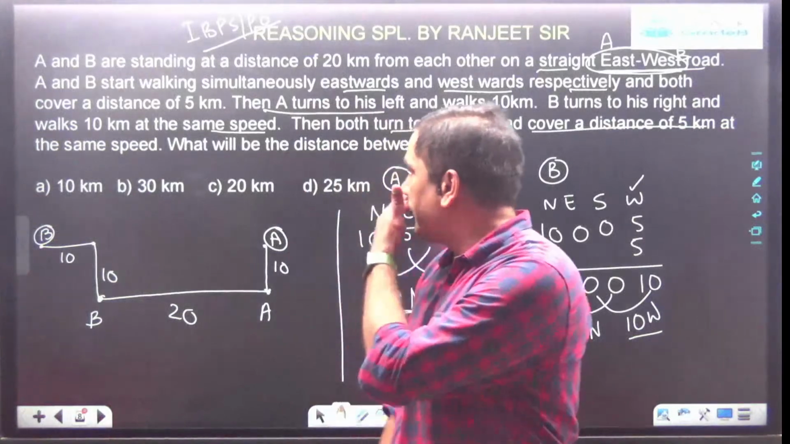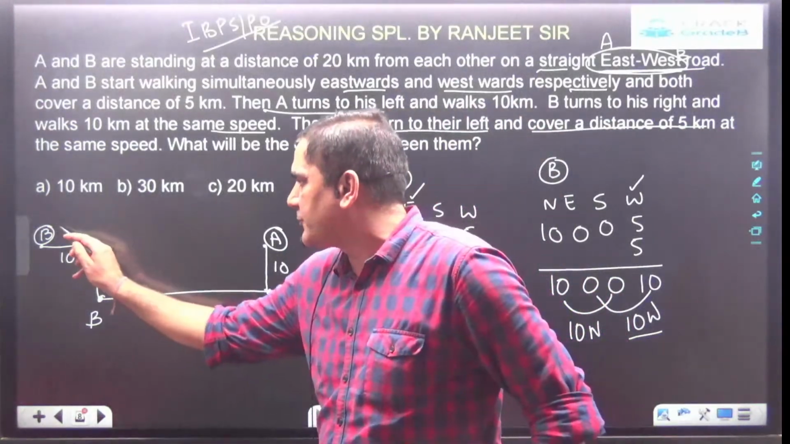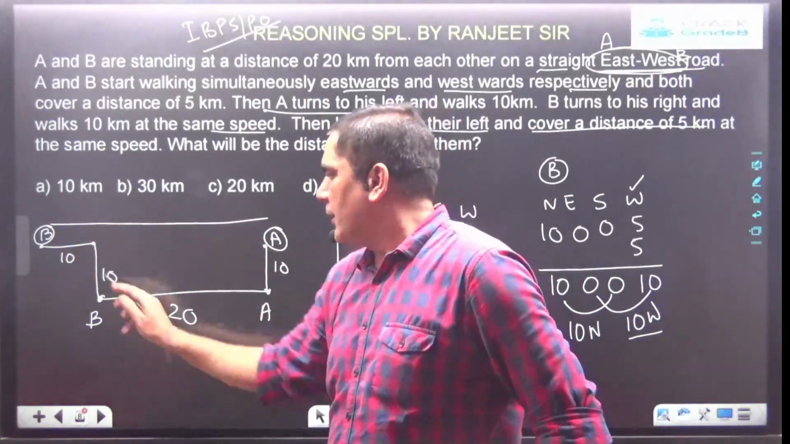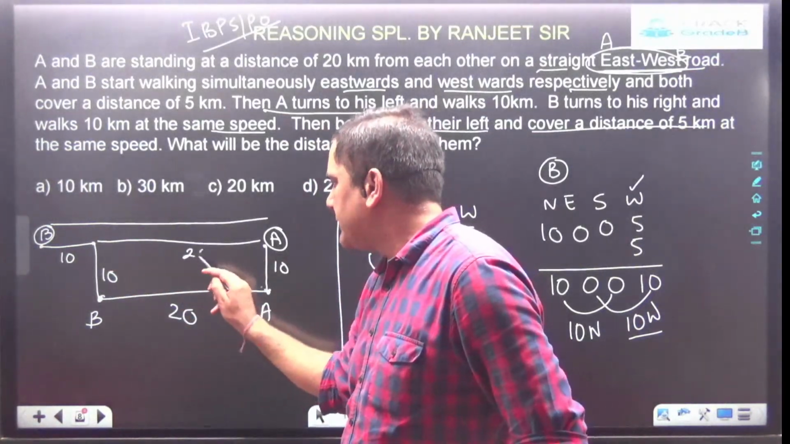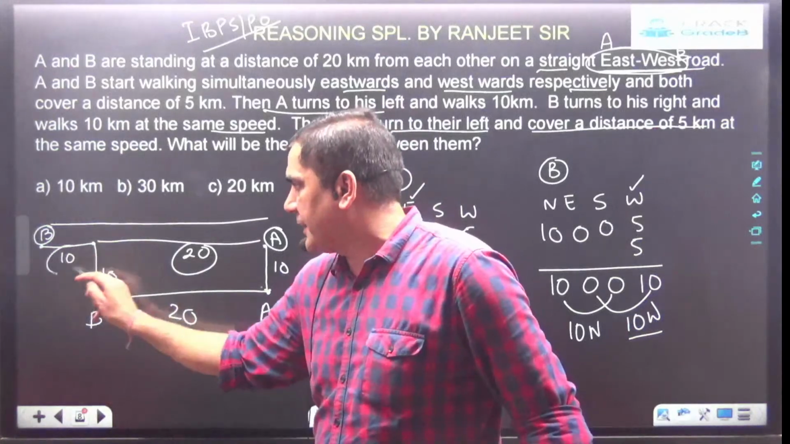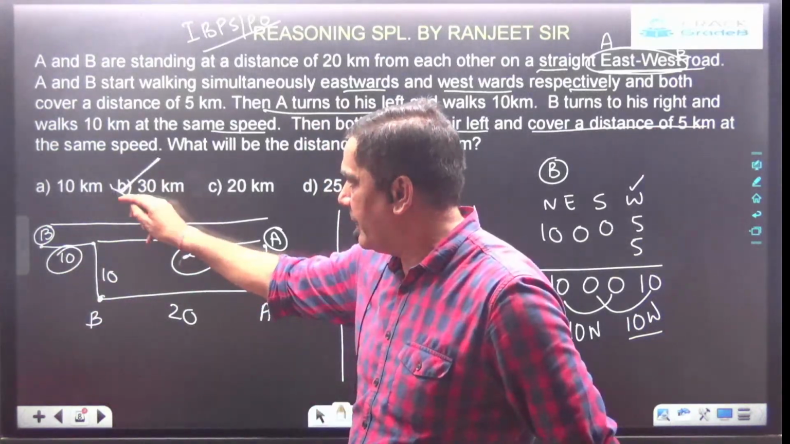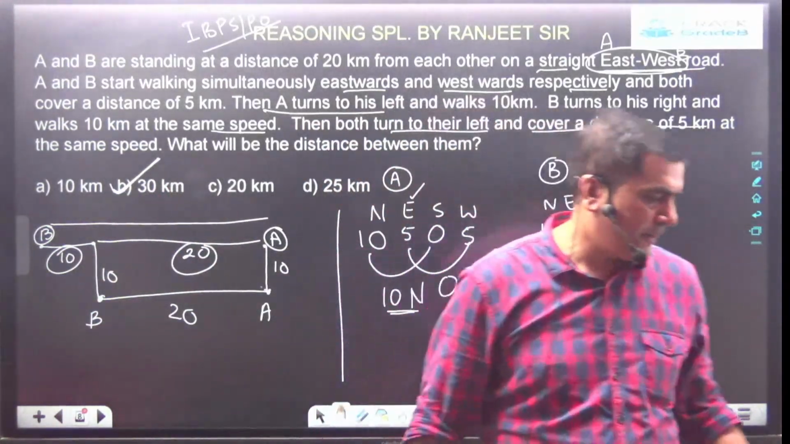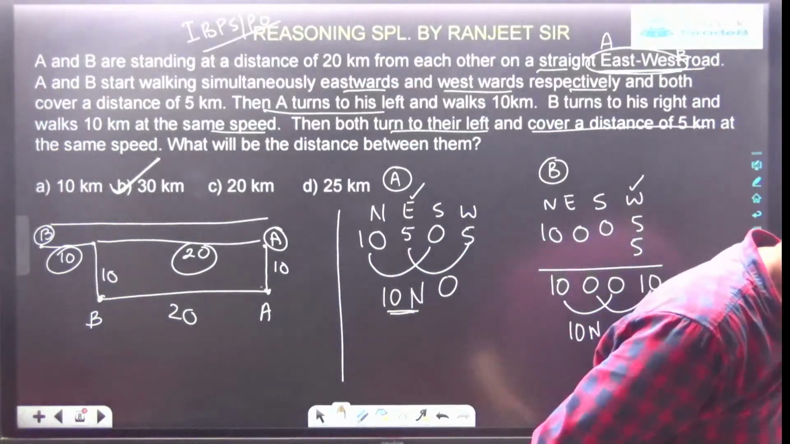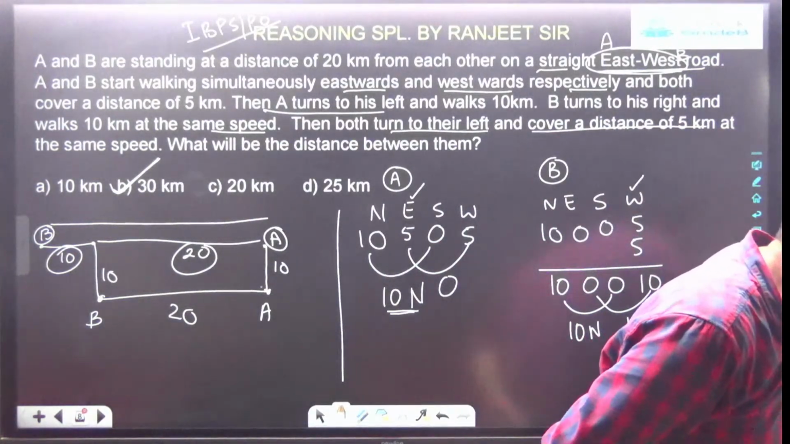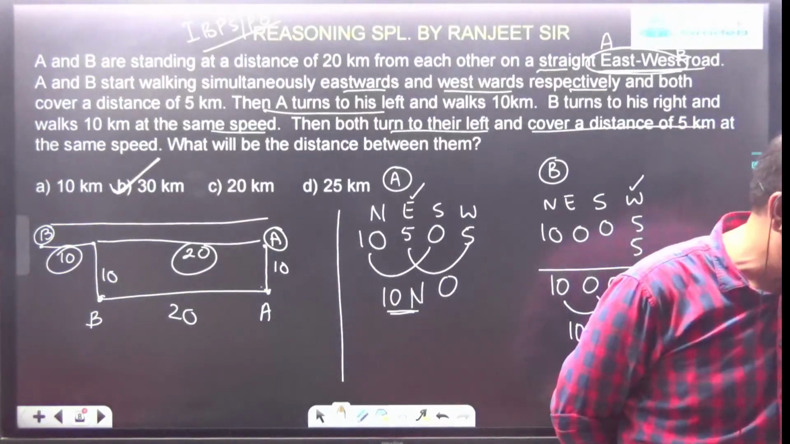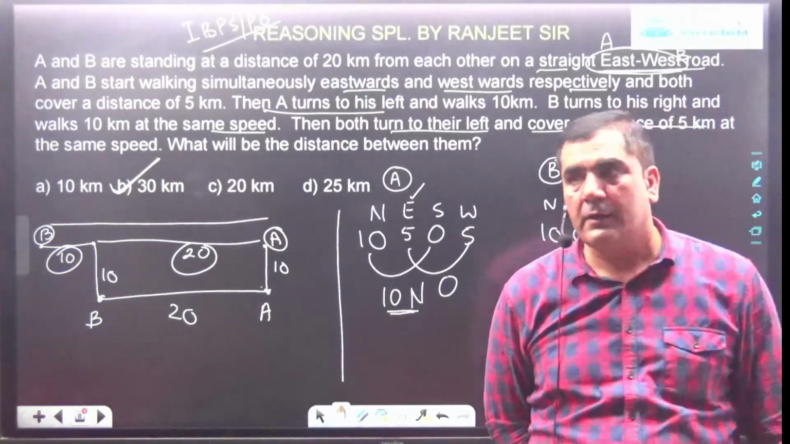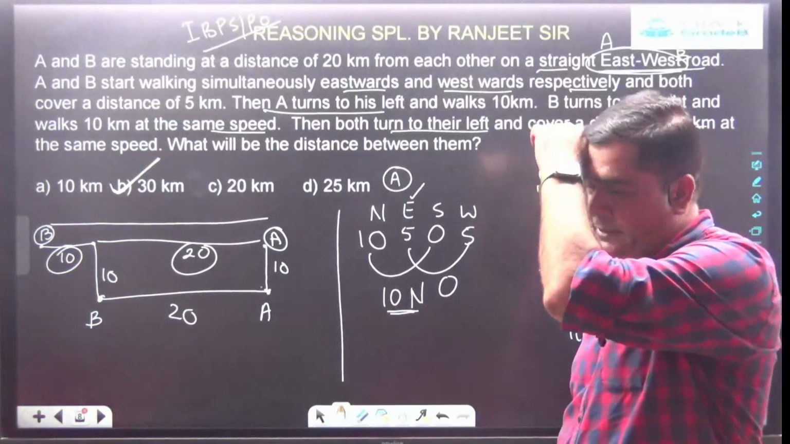Now they are asking for the distance between them. So I have to find the distance from here to here. Now this is 10. If this is 20, this must be 20. So the overall distance comes out to be what? 20 plus 10 comes out to be 30 kilometers. B is the answer. Why 20? The answer should be 30 kilometers here. Clear? The answer should be 30 kilometers.